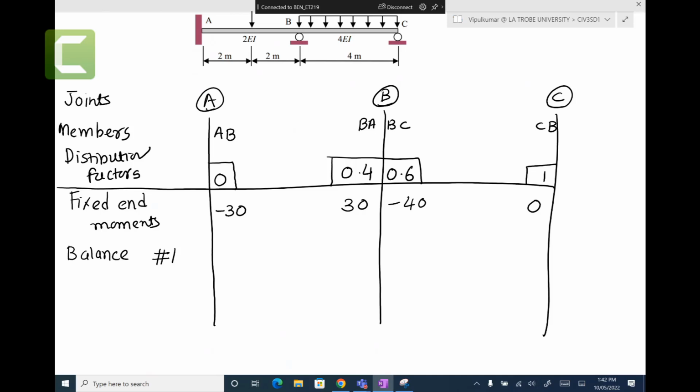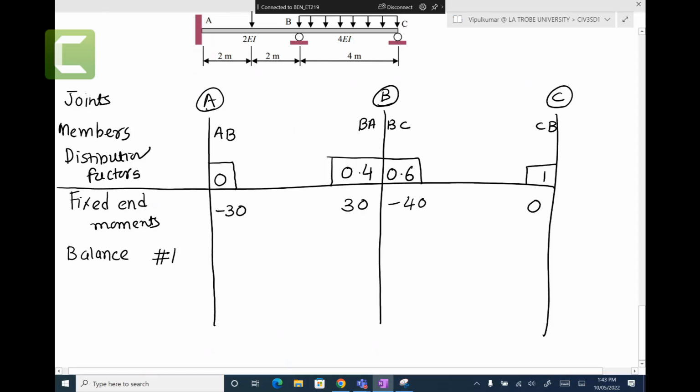balanced moments. Okay. So I have an extra negative 10 kilonewton meters. To make negative 10 go to 0, I need positive 10. But this member AB is telling me that I can take only 0.4. I can take 40% only. I can't take more than 40%. Do you understand from distribution factors? That is written here. If you have extra moment, I can take only 10 times 0.4. I can take positive 4.